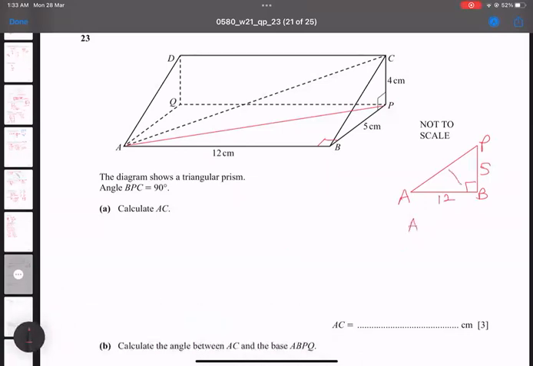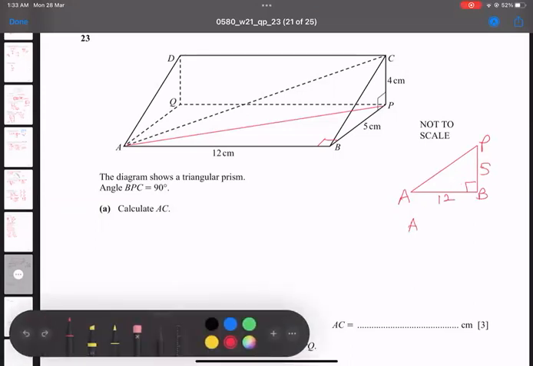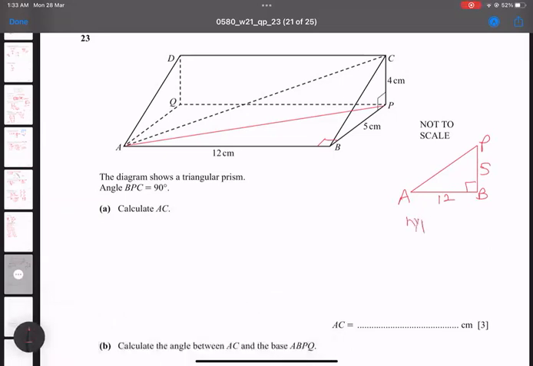After this, I can go for the AP length. AP is in front of 90°. This is called the hypotenuse. All of you know it. So the formula is very clear. The formula is: hypotenuse squared is equal to opposite squared plus adjacent squared.